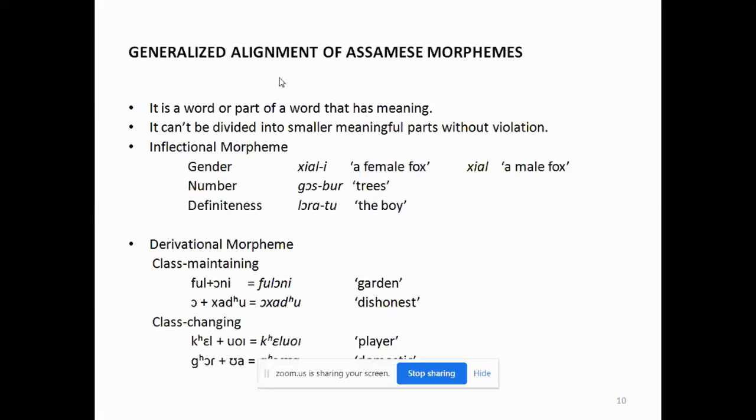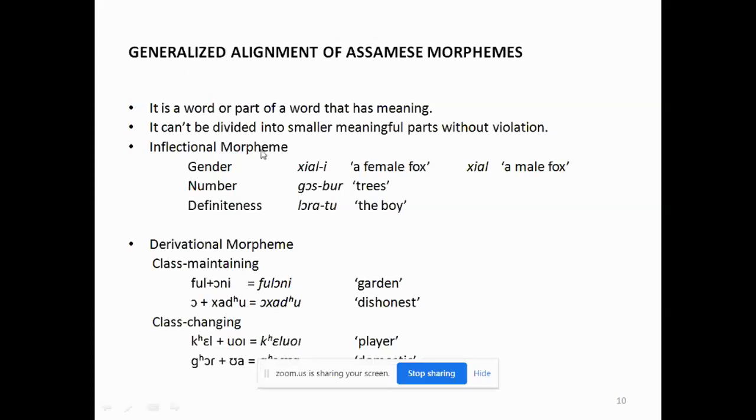For gender, we can take this example, hiali. Here the suffix li is added to the root hial. Hial means the male fox, and hiali, when the suffix is added to the root form, becomes the female fox.